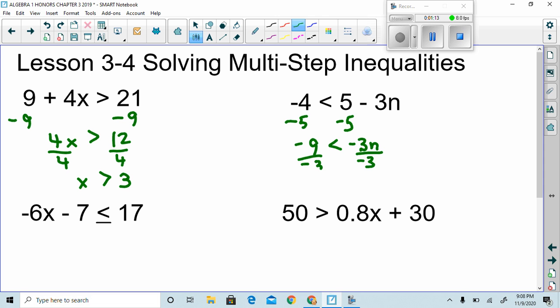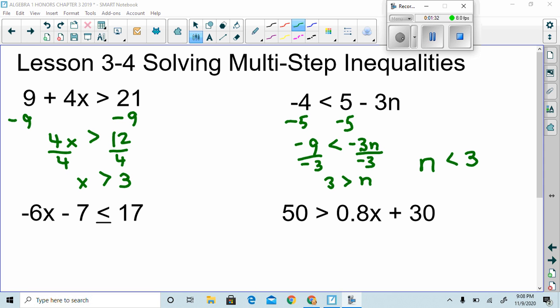When we divide by negative 3, remember we'll reverse our inequality, so that's going to give us 3 is greater than n. And at the very end of this, we need to do the interchange and put our variable first, so n is less than 3.